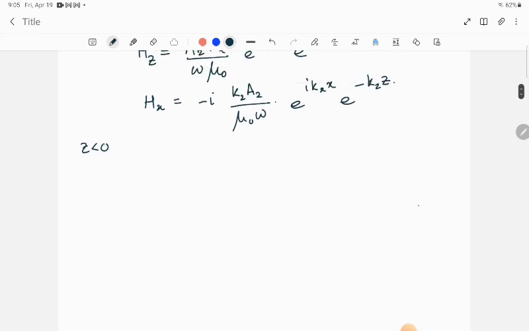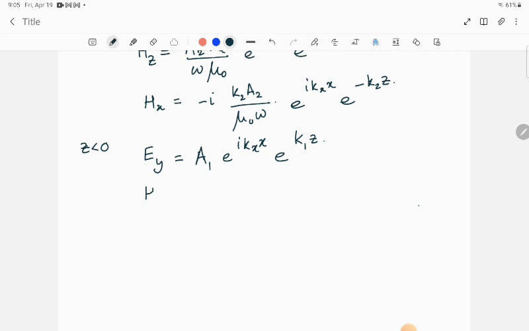z less than 0, that is in the metallic region, or the conducting region, you have Ey to be, now instead of A2 it will be A1 and k1. So exponential i kx x exponential k1 z. Please note, in all these relations, because z is negative here and it has to be an exponentially decaying function, we have exponential k1 z, where z is a negative number, so it will be an exponential decay. So in all these, k2 and k1 are all positive numbers.